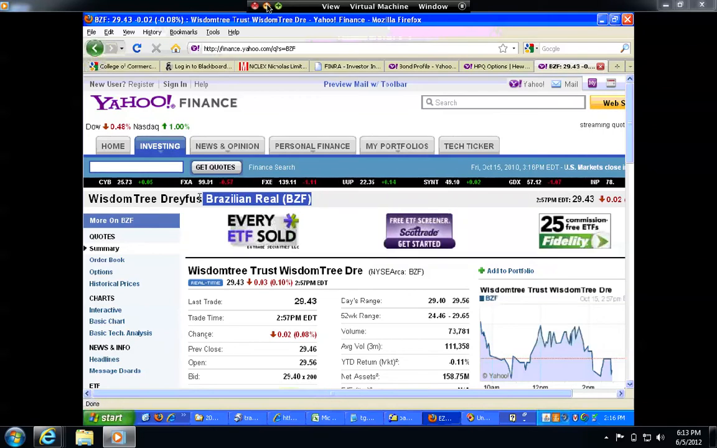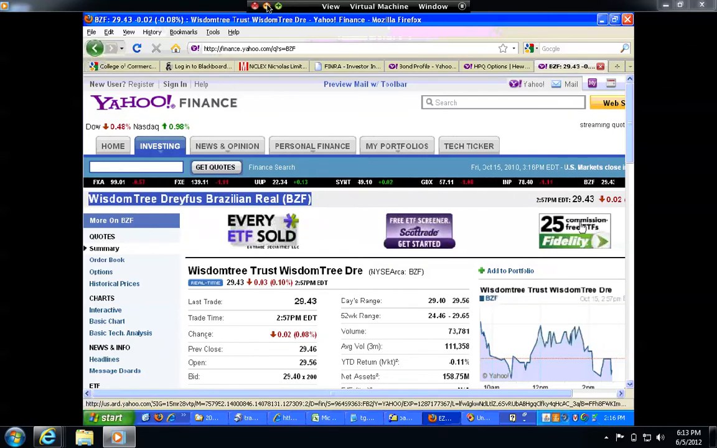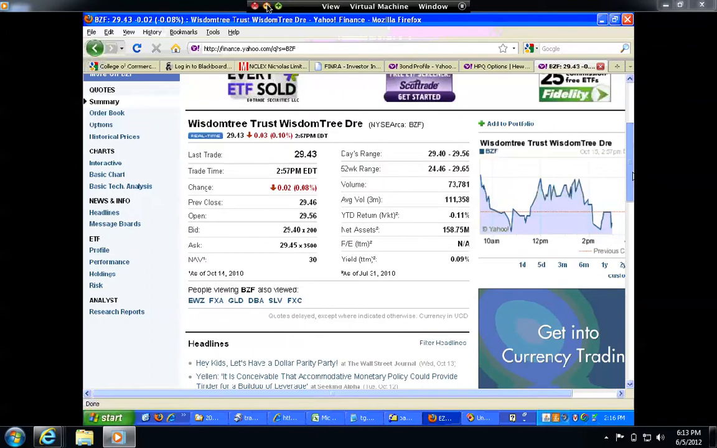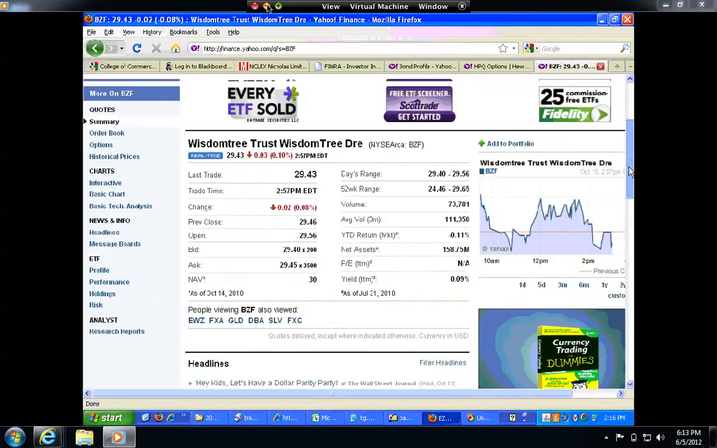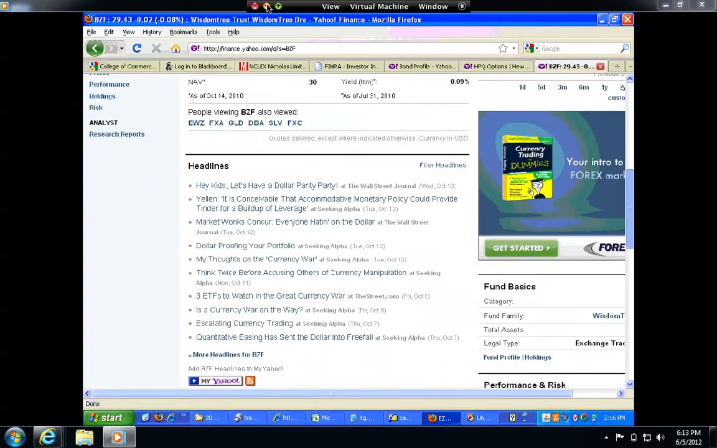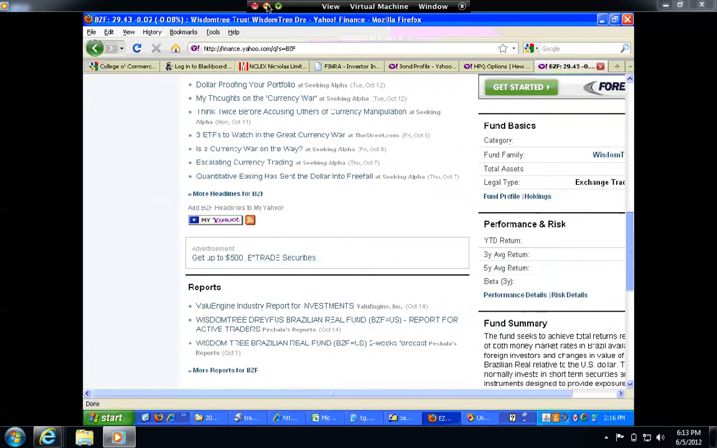So I will be able to just type in BZF to find the latest price. I'm going to Control-C that description to paste it into my spreadsheet. Now let's just read about this. It's trading at $29.43. And what about this fund? Let's see what it says. Headlines. Let me see. Fund basics.